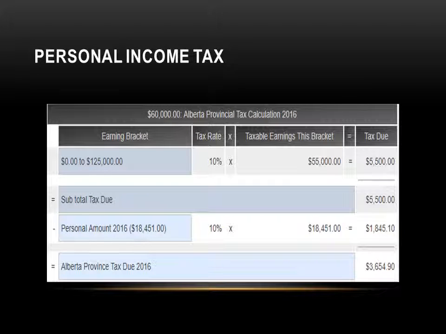Next, this is the computation for the province of Alberta. If the individual earns $0 to $125,000 in a year, the tax rate would be 10%. Since the taxable income is only 55,000, the amount that needs to be paid would be 5,500 Canadian dollars.